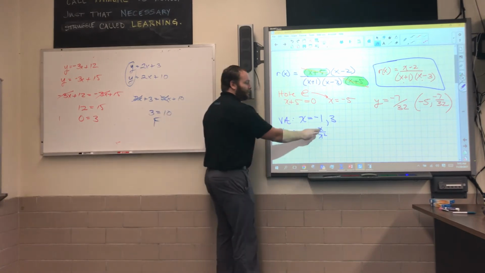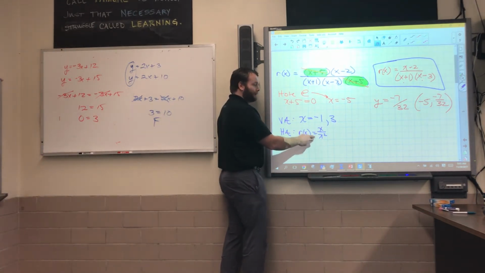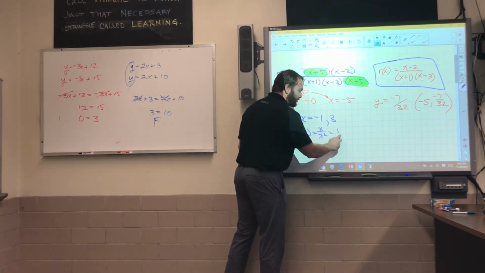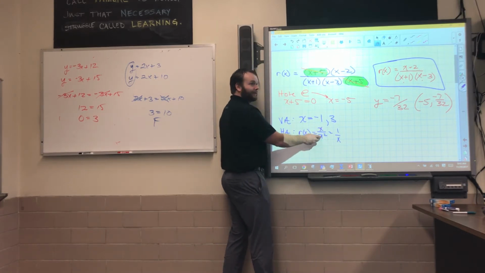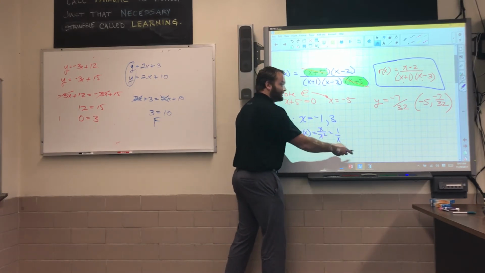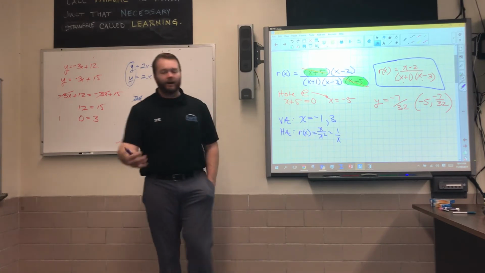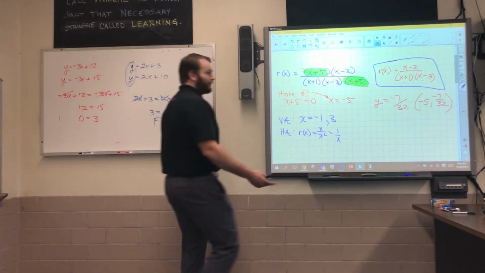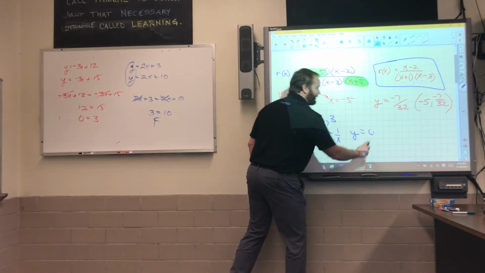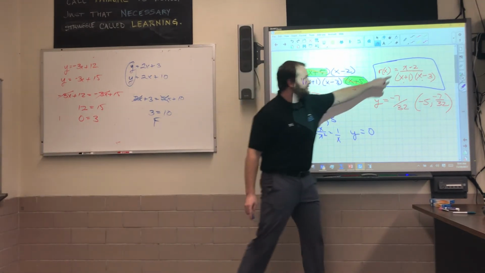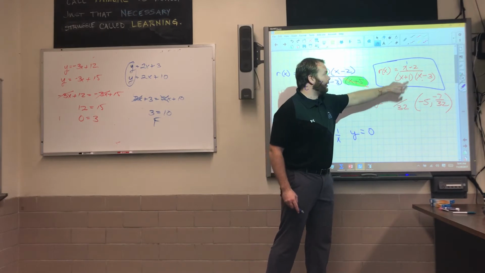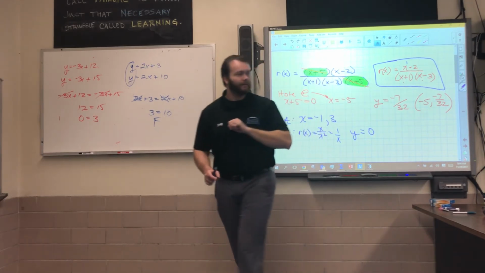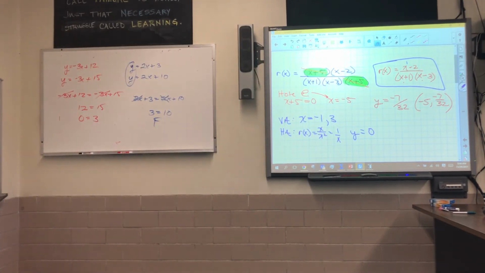As x gets really, really big, we can cancel one of those x's out. We get 1 over x. And as x gets really, really big, 1 divided by a really, really big number is 0, right? That mimics the idea that we talked about: if the leading degree up top is smaller than the leading degree on the bottom, you will always have a horizontal asymptote of y equals 0.